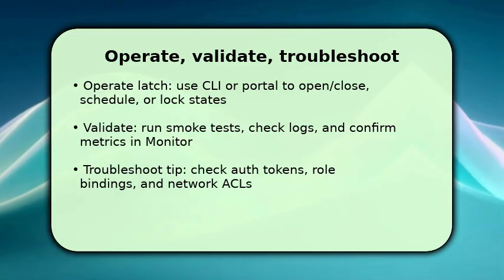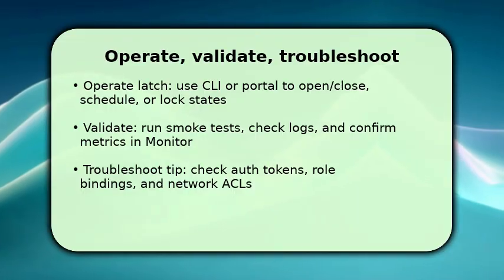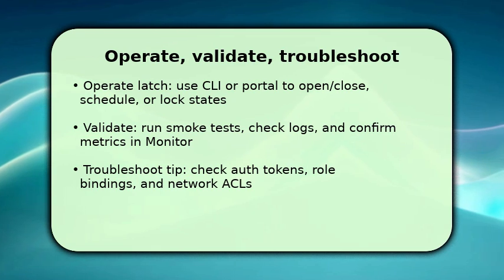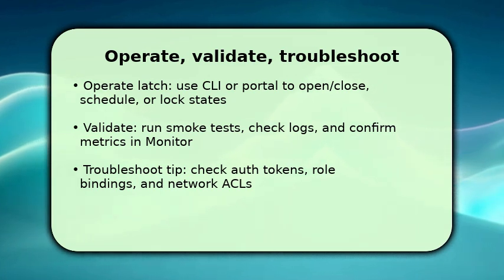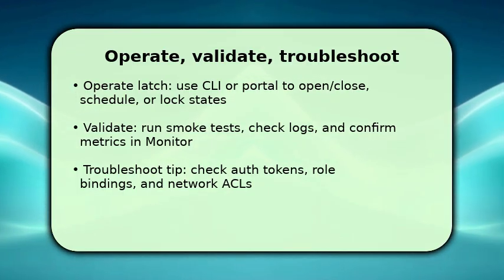If something fails, start with a single troubleshooting tip. Verify your service principal tokens, confirm role bindings permit latch actions, and then ensure network ACLs and private endpoint DNS resolve correctly. If problems persist, escalate by capturing logs and reproducing the failing command.